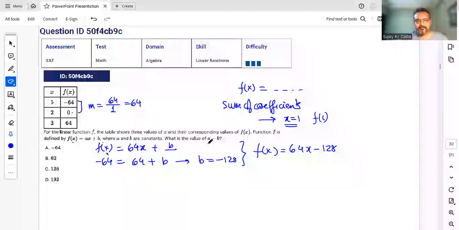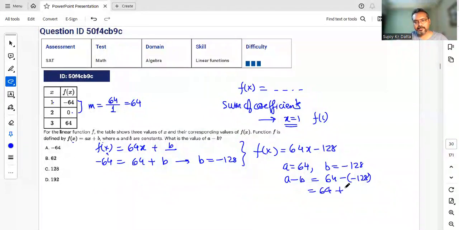The question is, what is a, what is b? So your a is 64, your b is minus 128. They're asking a minus b. So it is 64 minus negative 128, so it's 64 plus 128. That's 192. The option is D. Next one.